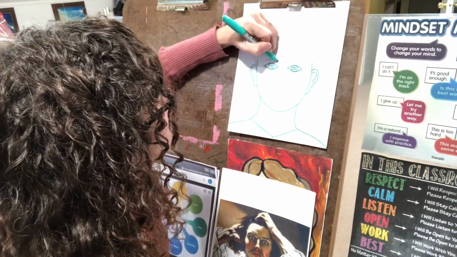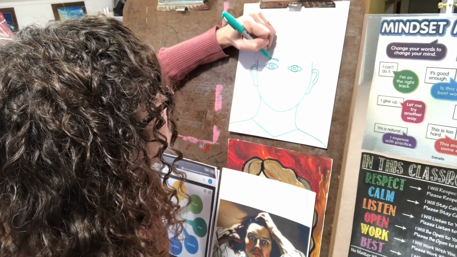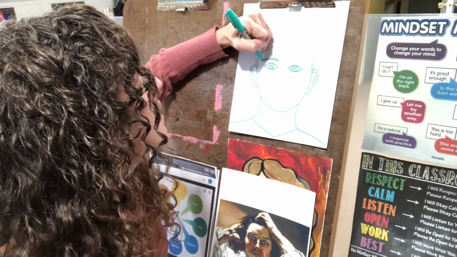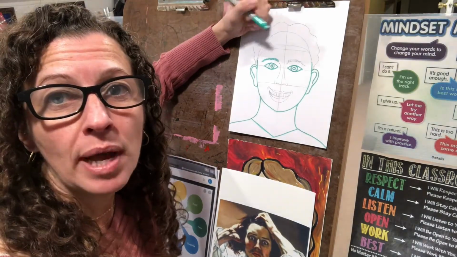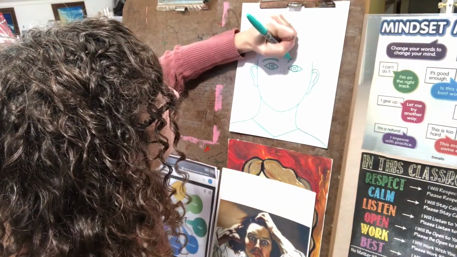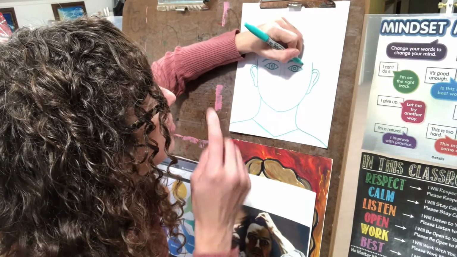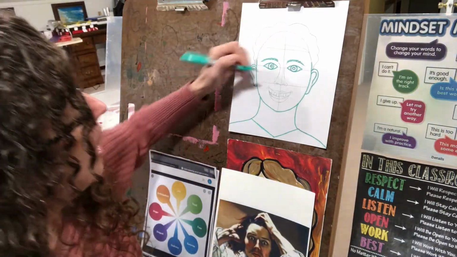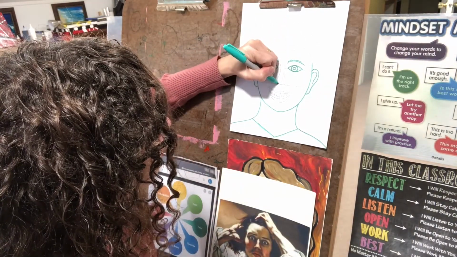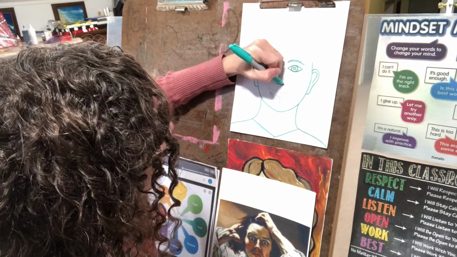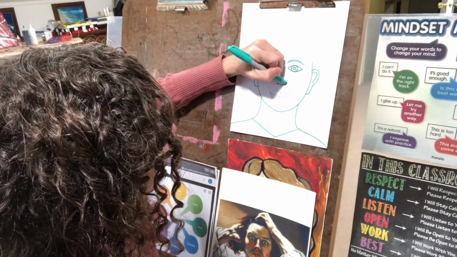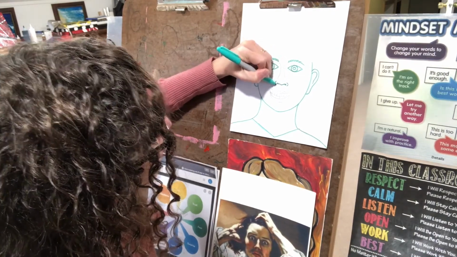I'm going to only keep my short little curved lines for my eyebrows, okay? I am going to erase that first curved line, right? I'm going to keep my nostrils. That's very important for a self-portrait. You have to believe that the person can breathe, right?